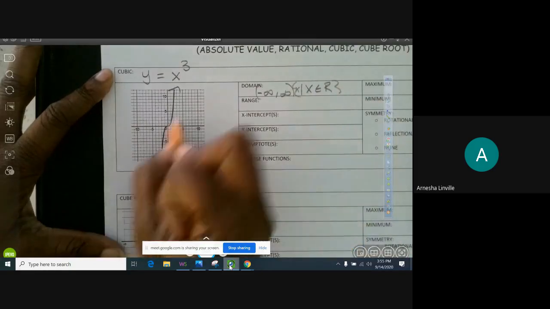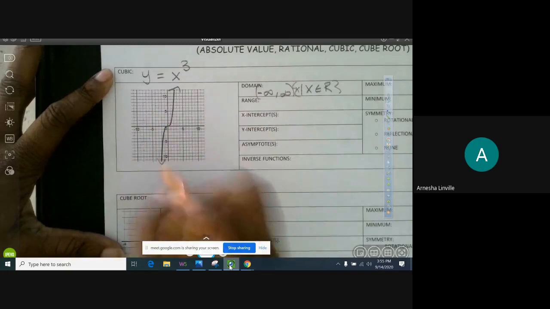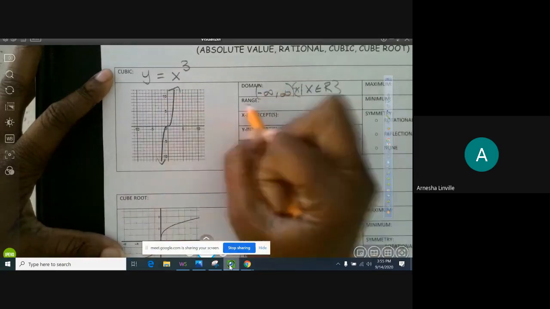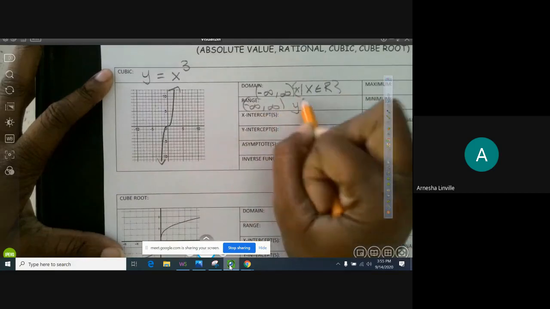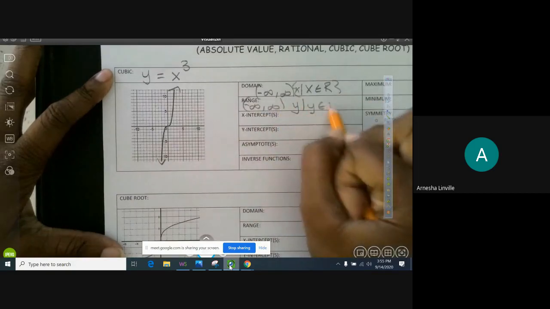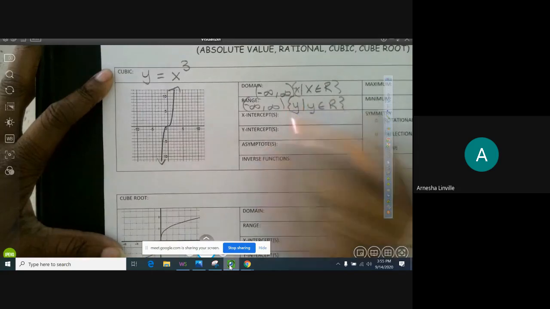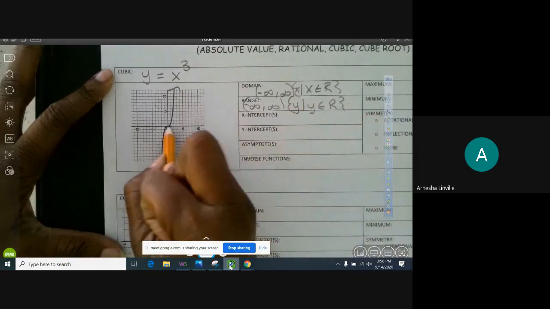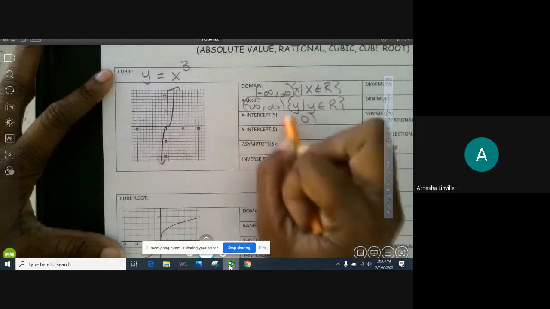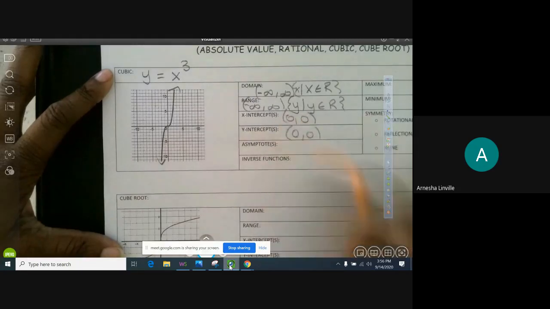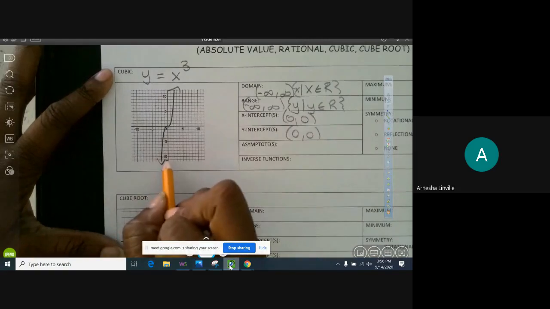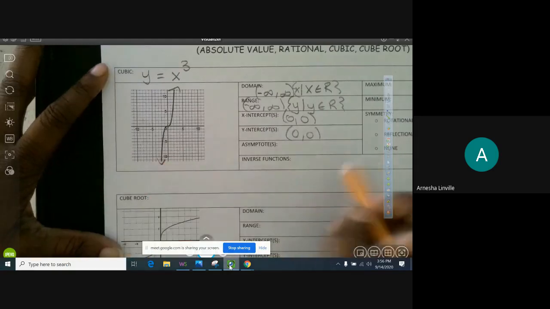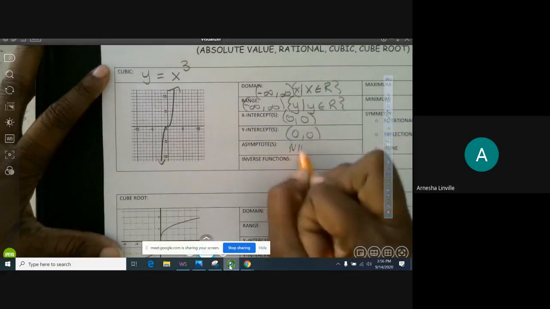Range, if I go low and high, I'm both continuing forever. Low, high arrows, negative infinity to infinity. And set notation will be y such that y is also all real numbers. Touch the x-axis at the origin, so therefore your x-intercept and your y-intercept are both going to be at 0, 0. There's no jumps, no holes, no closed circles. So therefore there isn't an asymptote.